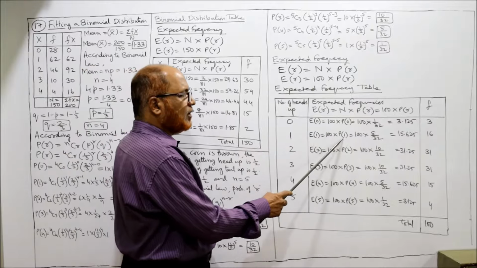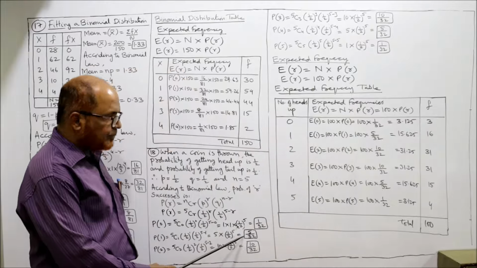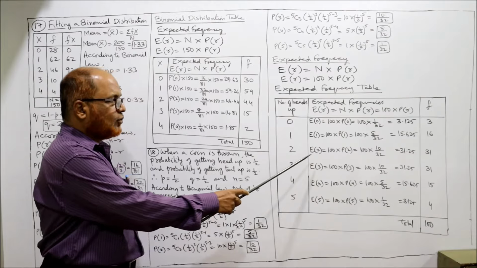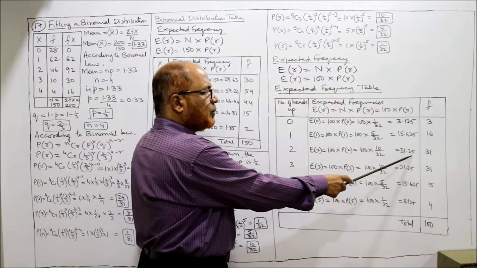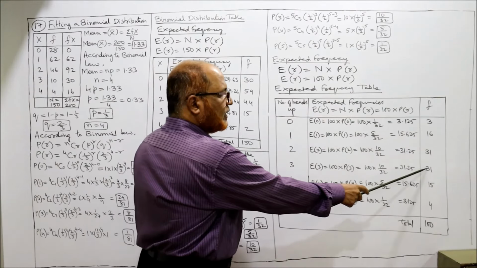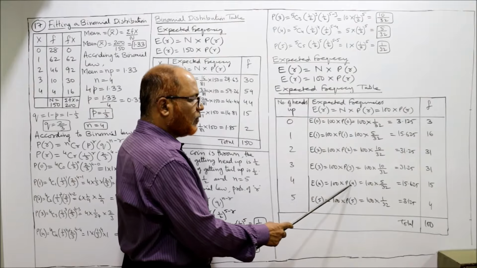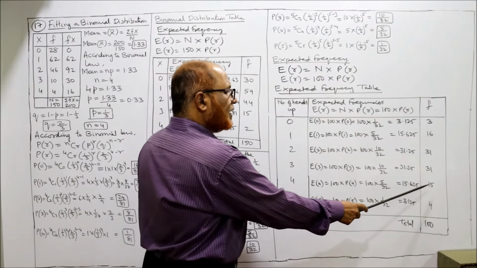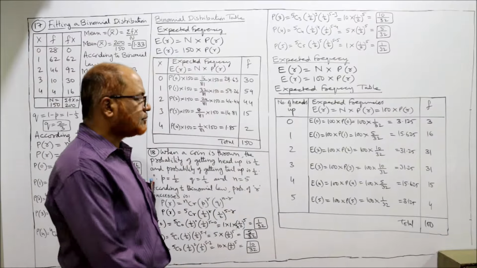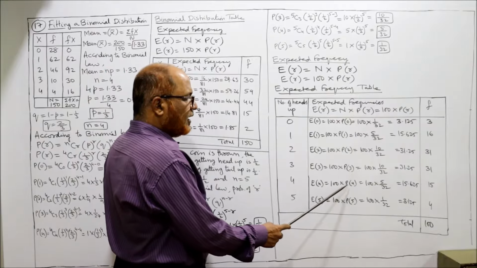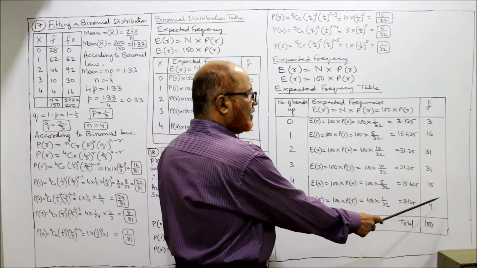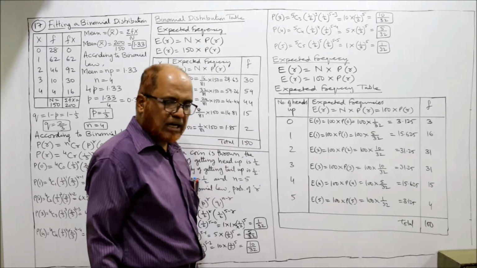E(1) is 100 into P(1), 100 into 5 by 32, so 500 by 32 is 15.625, rounded off to 16. Then E(2) is 100 into 10 by 32, 31.25, so 31. E(3) is 100 into 10 by 32, 31.25, so 31. E(4) is 100 into 5 by 32, 15.625; here I have taken 15 because I want the total to round off to 100. E(5) is 100 into 1 by 32, 3.125, and I have taken 4. Take the total; you must get 100.